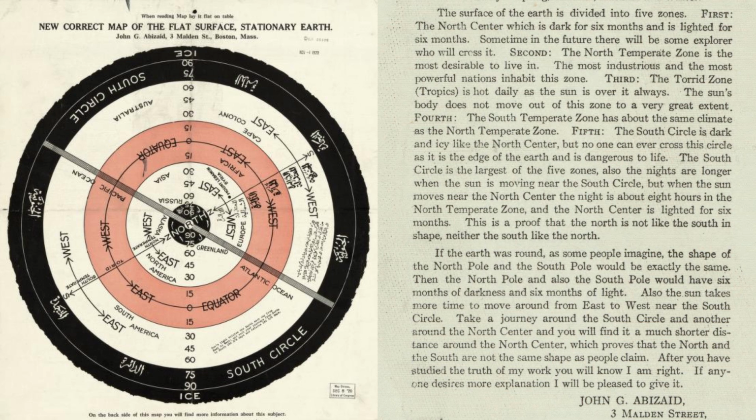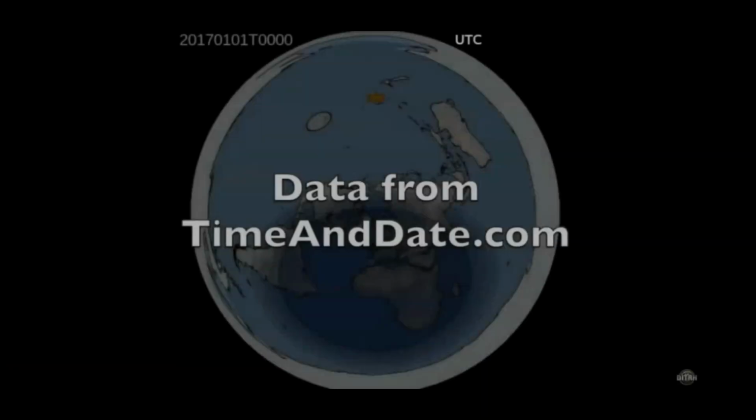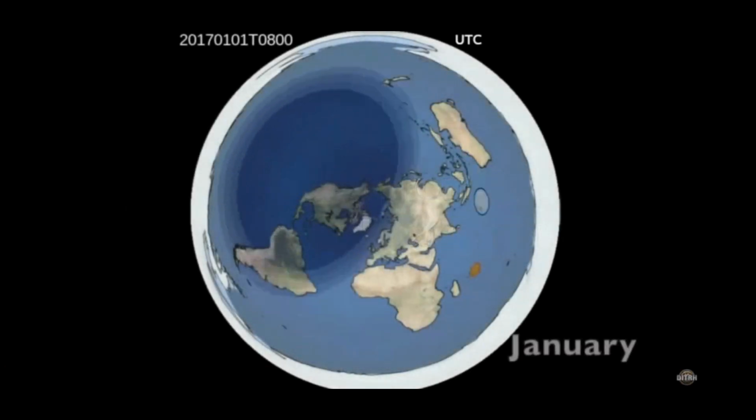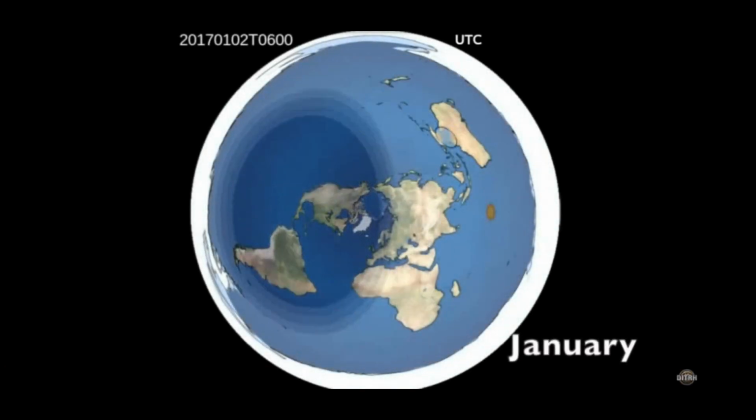So his model doesn't account for any kind of Antarctic 24-hour sun. But that's where my model is slightly different. My model acknowledges the possibility of a 24-hour Antarctic sun.